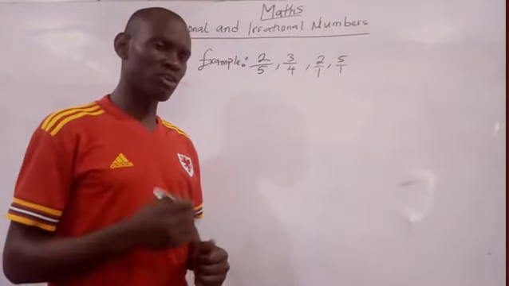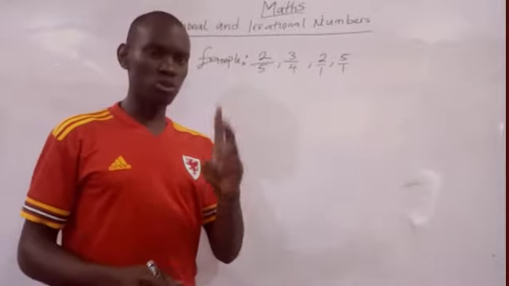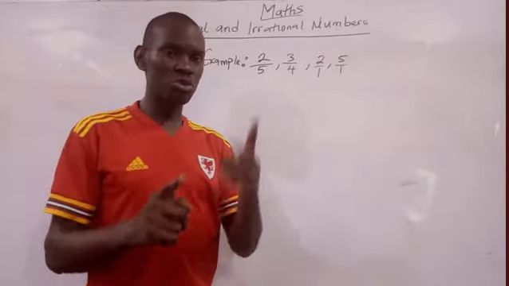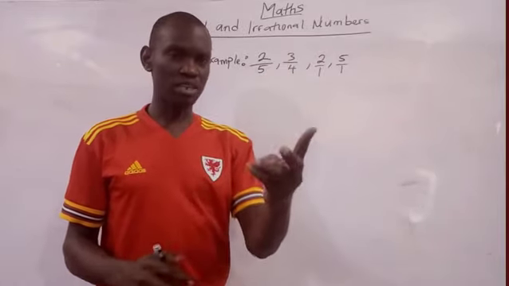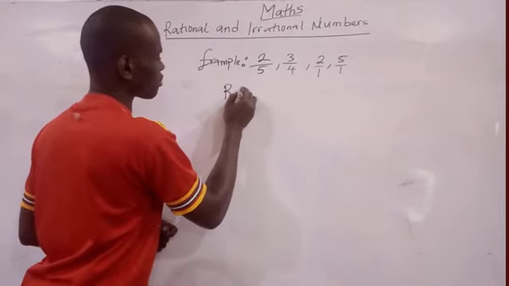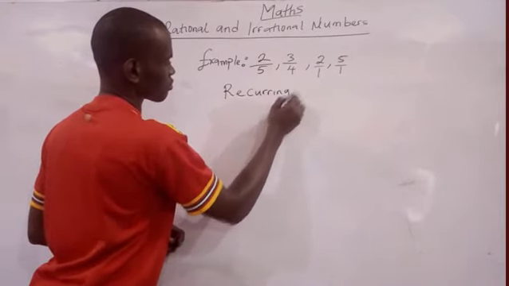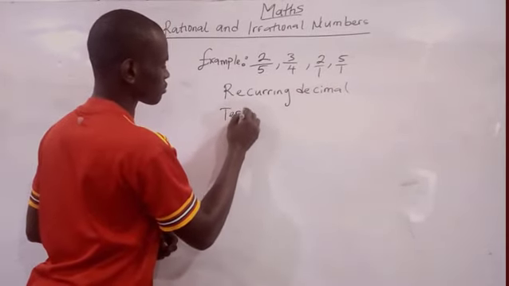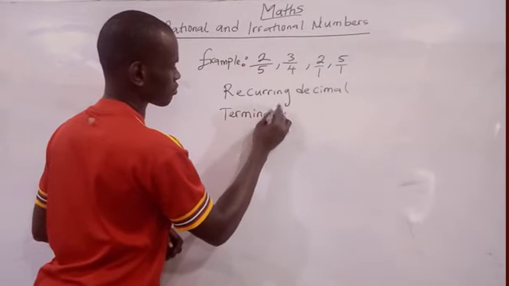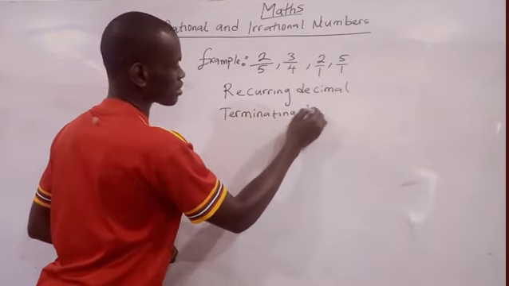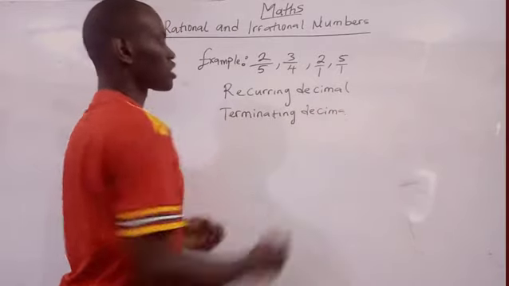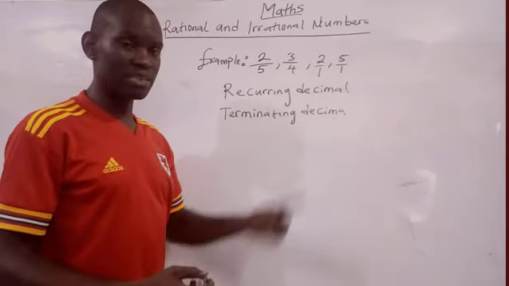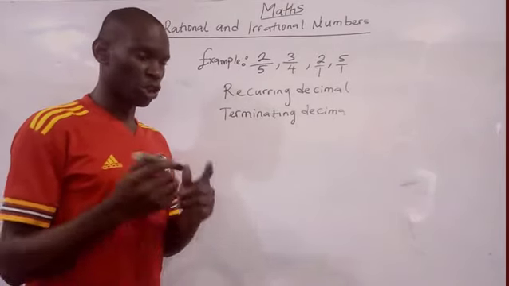How do I easily recognize and identify rational numbers? Two things. Rational numbers are those numbers that, when you have a fraction, it gives you a terminating decimal or a recurring decimal. Any fraction that gives you a recurring decimal or terminating decimal is what we call rational numbers.